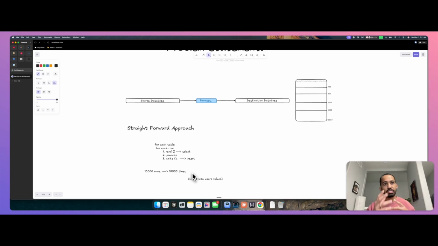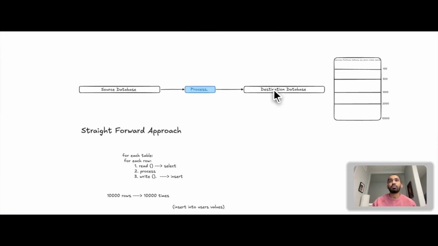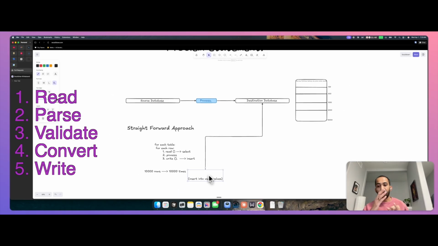If this is your insert statement into the destination database, what's going to happen is this is sent as a string, which means every single time you send this, it is doing a bunch of things. It's going to read character by character, which means I, N, S, E, R, T. So that is how it's going to read, and then it's going to parse it and then validate each of the values.